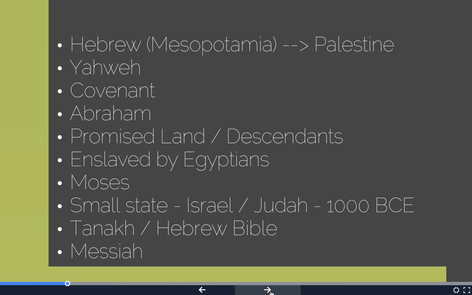But the history then shows different things. That eventually, this group of people, the Hebrew people, will create a small state. And eventually it will break into two different nations.